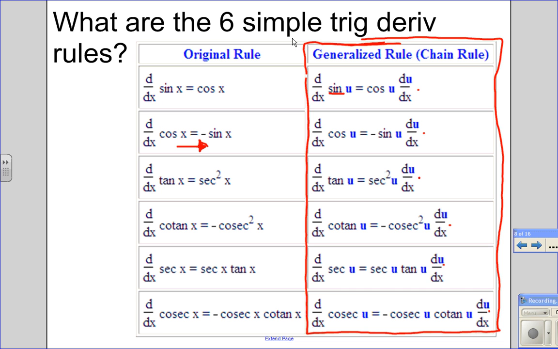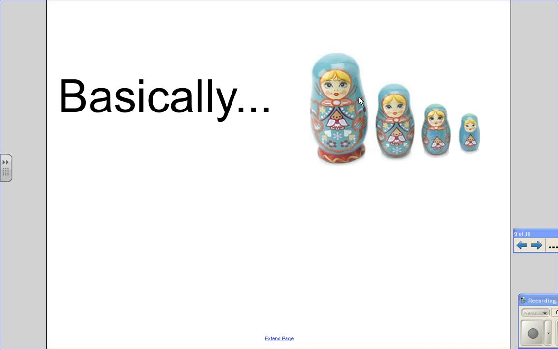So taking the derivatives of trig functions, you work your way from the outside in. You're taking the derivative of every part of this trig function. Here's the way I like to remember it. You're basically working through Russian nesting dolls. So you take your derivative of the big idea, and then you work your way into the inside of the function, kind of like Russian nesting dolls.